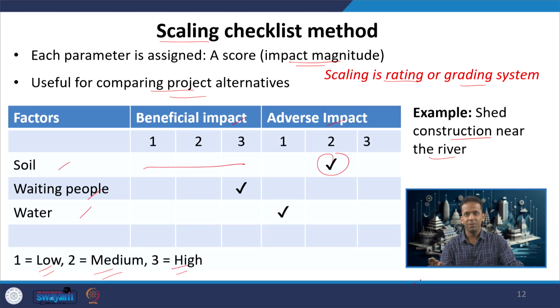For waiting people, if people have to wait in the hot sun or rain, having that shade would help them at the bus stop. We are taking the same example, a shed construction maybe for a bus stop near the river. So, for waiting people, the impact would be beneficial and it is highly beneficial. So, number 3 is there.